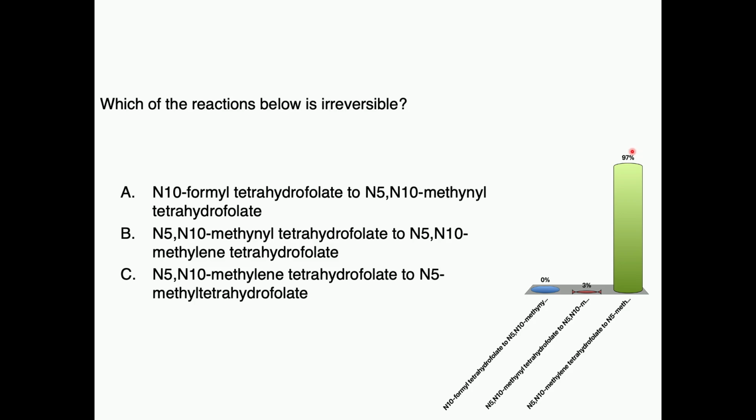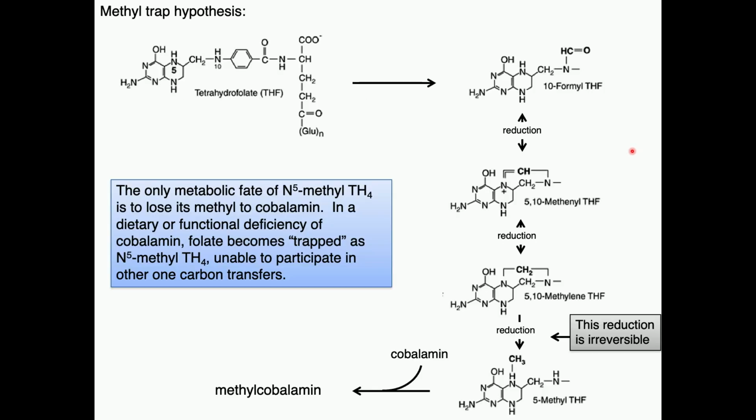Okay, so from yesterday's lecture, we know that this final reduction step to make methyl tetrahydrofolate is irreversible. If we have methenyl tetrahydrofolate, for example, we can reduce that to the 5,10-methylene, or oxidize it to the 10-formyl, so we can freely flip back and forth between these three forms. But when the 5,10-methylene tetrahydrofolate is reduced to the 5-methyl tetrahydrofolate, that is an irreversible reaction.